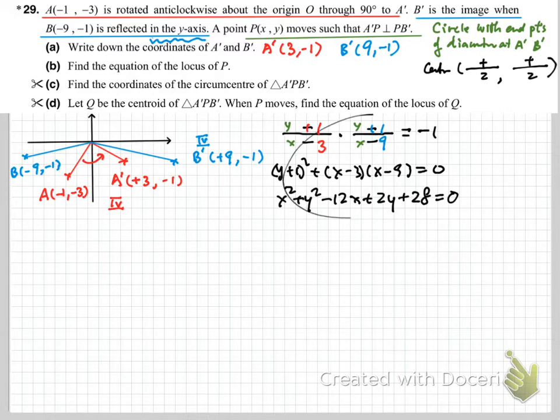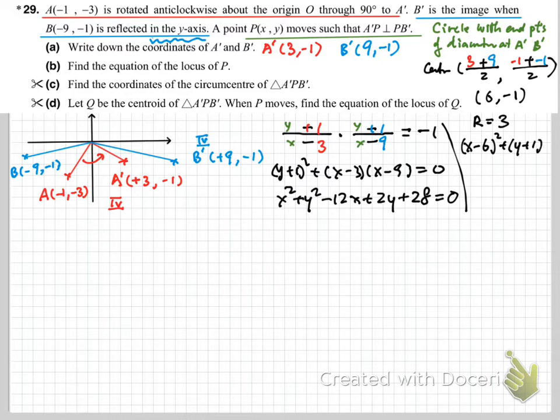You can do it in this way, or you can do it in the other way. Alright, so that is 3 and minus 1, and 9 and minus 1. The location of the center will be, let's see how much is that, 6 and minus 1. That is the center. Alright, and the radius will be 3. So we have the equation. It will be x minus 6 squared plus y plus 1 squared equals the square of 3.